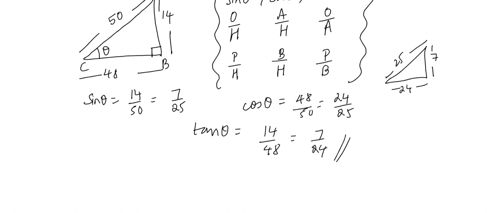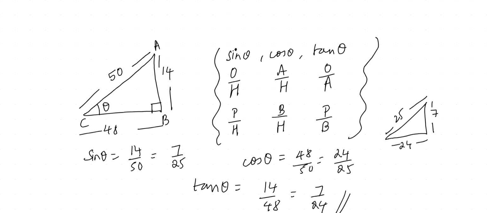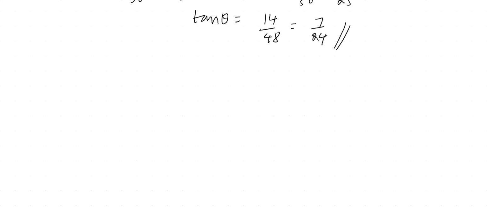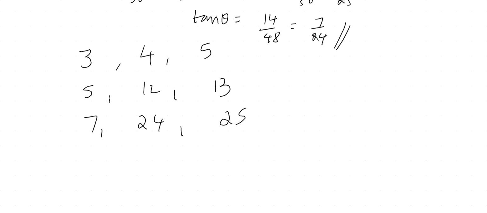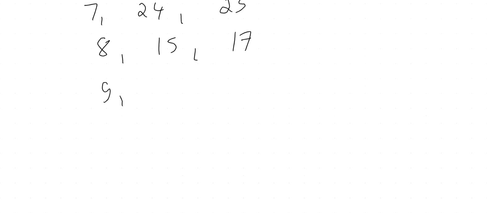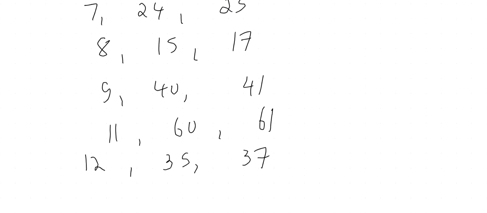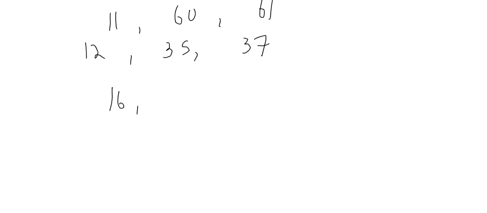Okay. So for this, remember, not that you're going to get the same thing, but you must know the triplets. So let's just recap the triplets. It will be 3, 4, 5; 5, 12, 13; 7, 24, 25; 8, 15, 17; going on, 9, 40, 41; 11, 60, 61; 12, 35, 37; 16, 63, 65; 20, 21, 29; and there are many more, but I told you these are handy triplets.